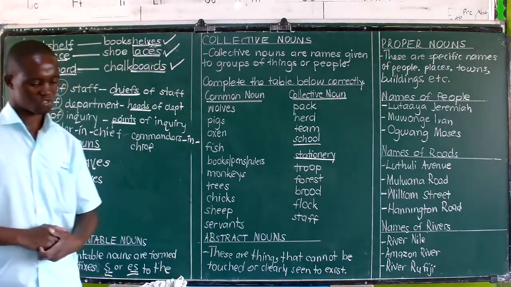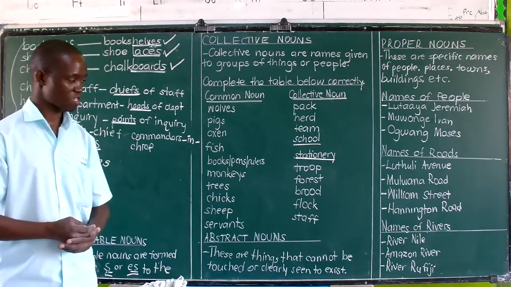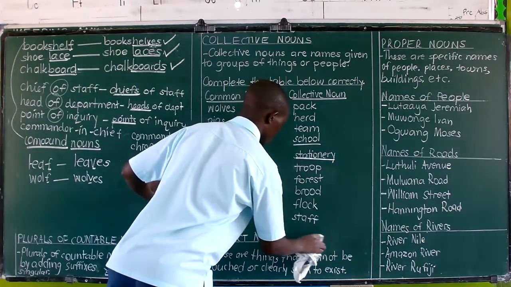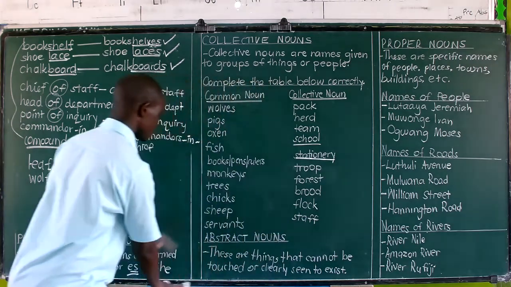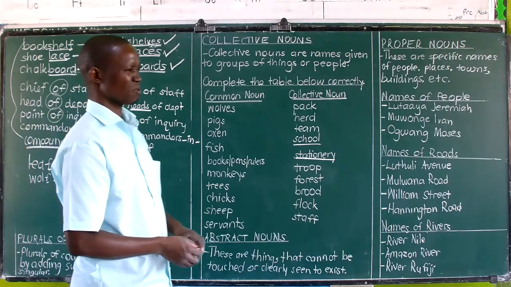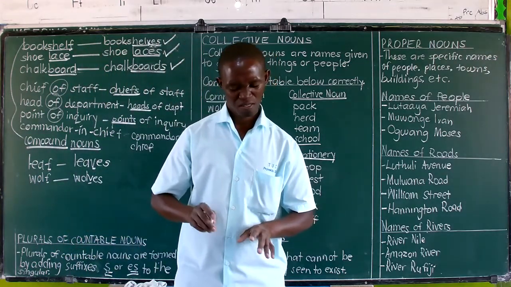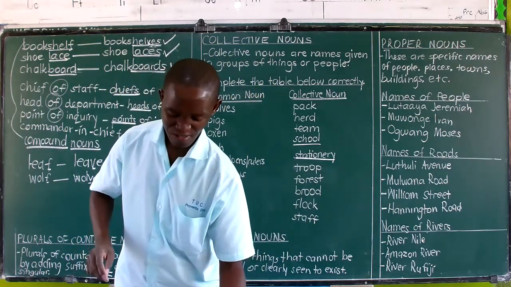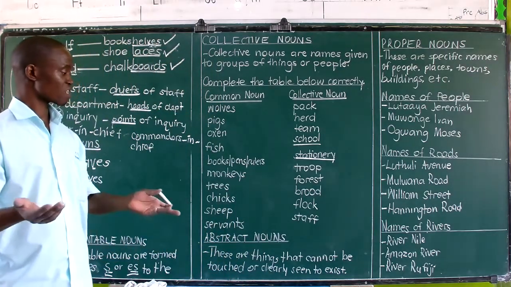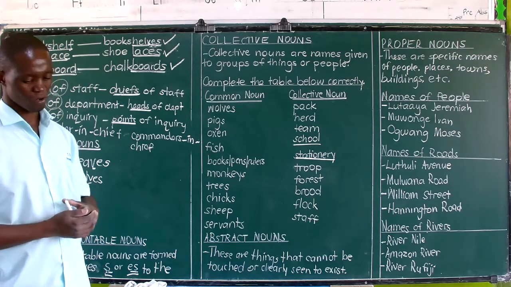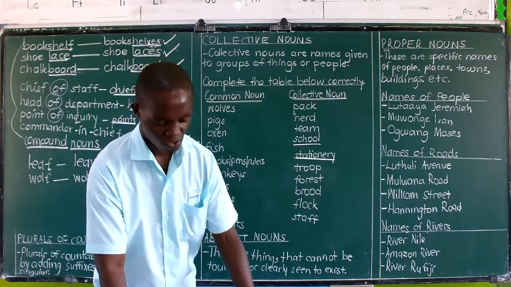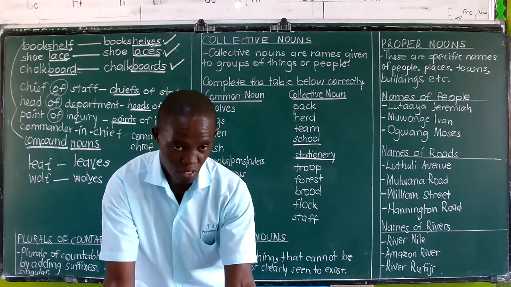There are many other tables showing you the word, then the abstract noun, and that's now under the heading abstract nouns. What are abstract nouns? These are things that cannot be touched or clearly seen to exist. You cannot touch them. You cannot see them clearly that they really exist. Those are called abstract nouns. We have examples of abstract nouns, and all of them are given in the workbook. Go to the workbook, you will check tables showing abstract nouns and how they are formed.